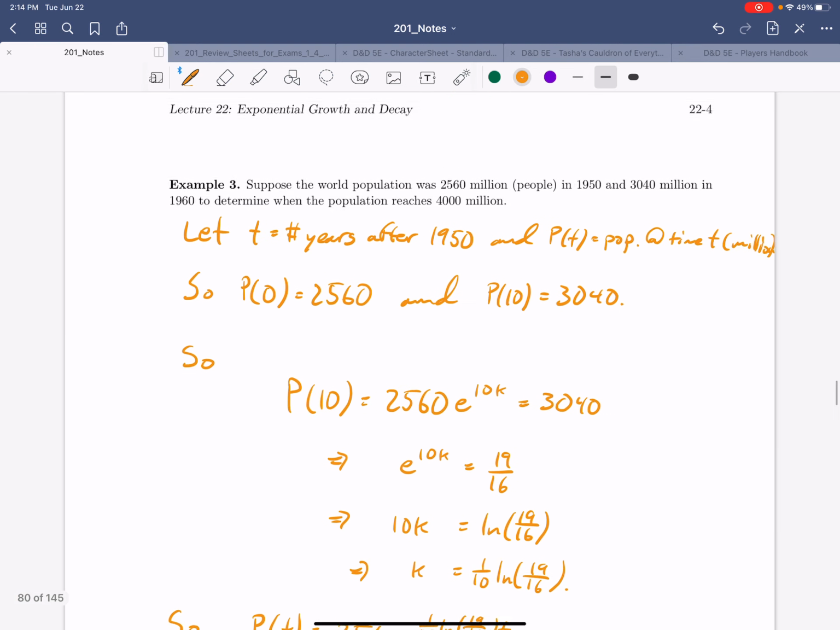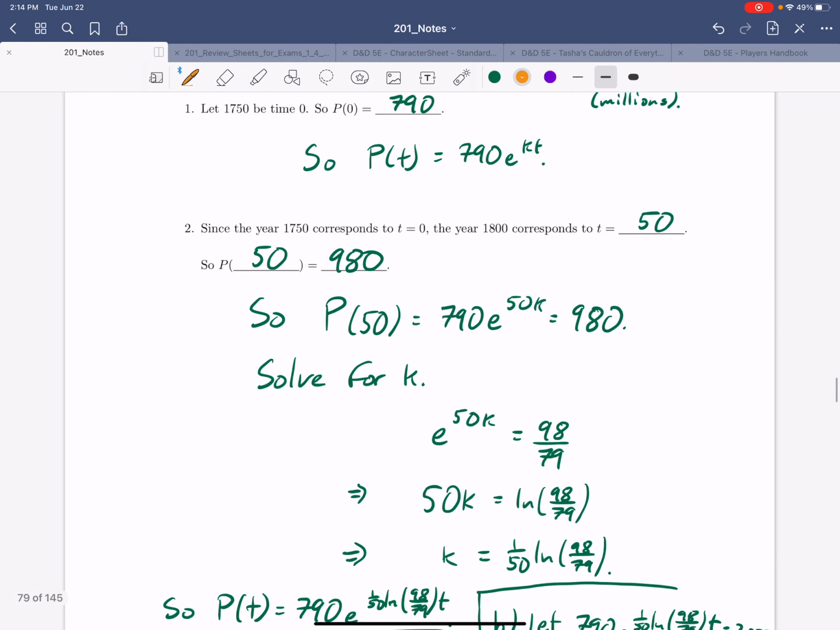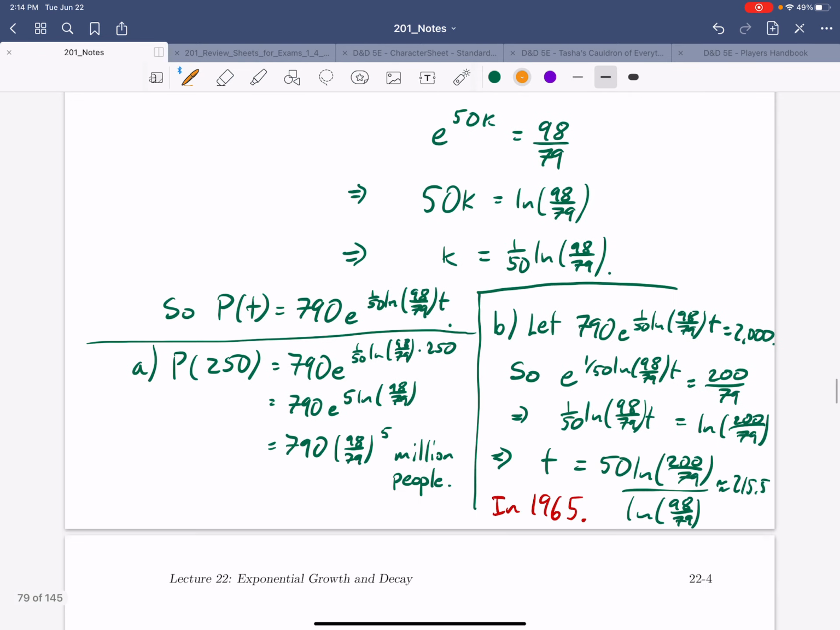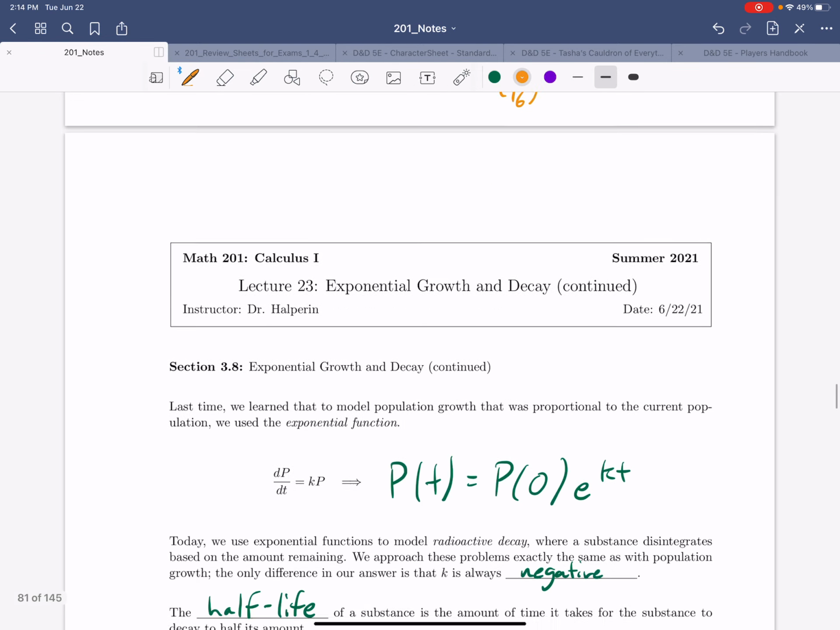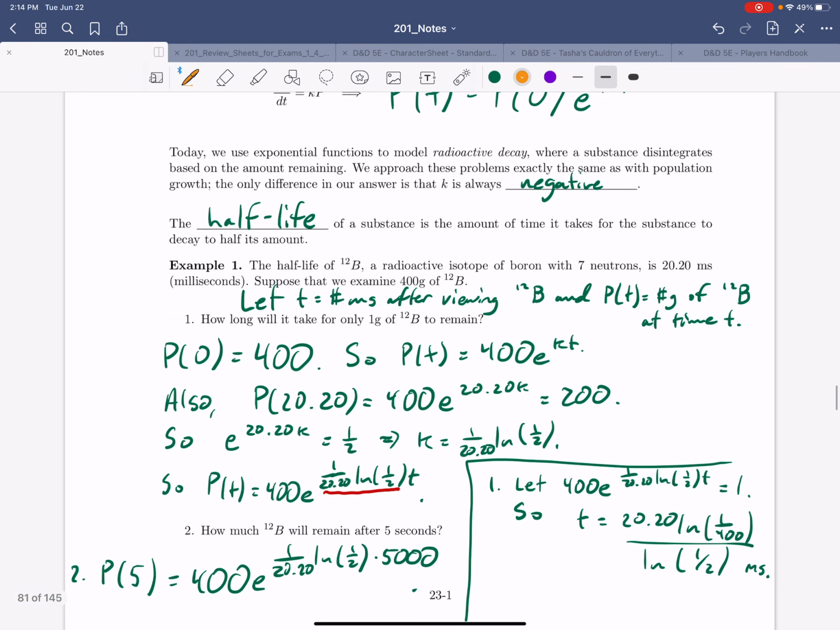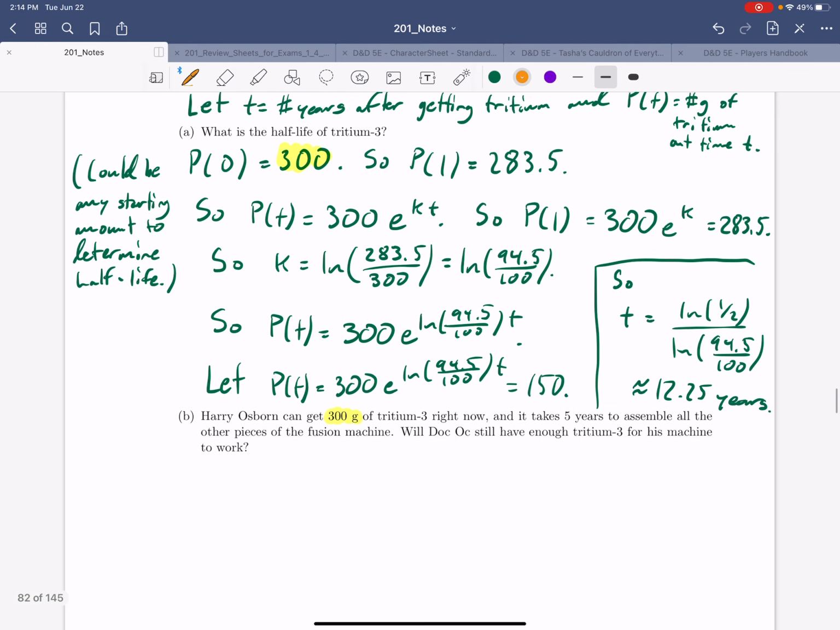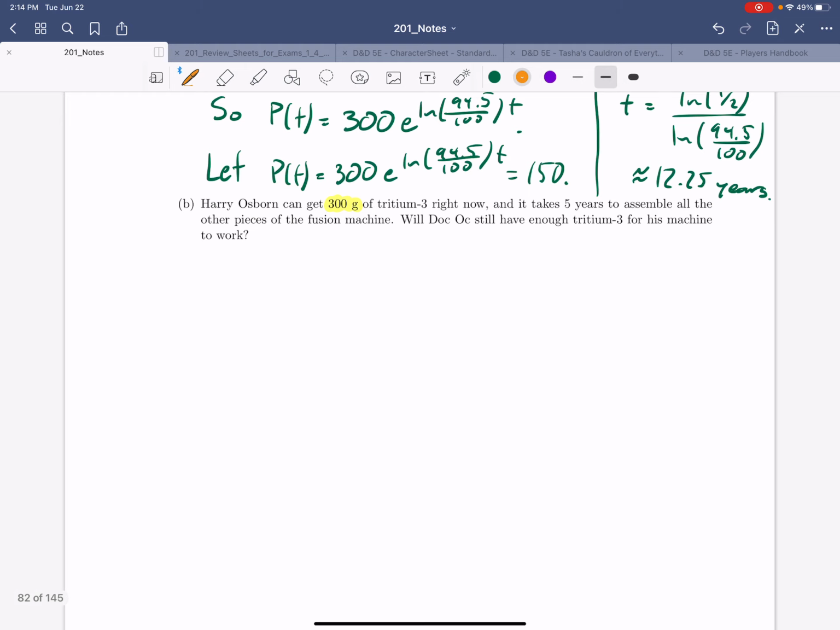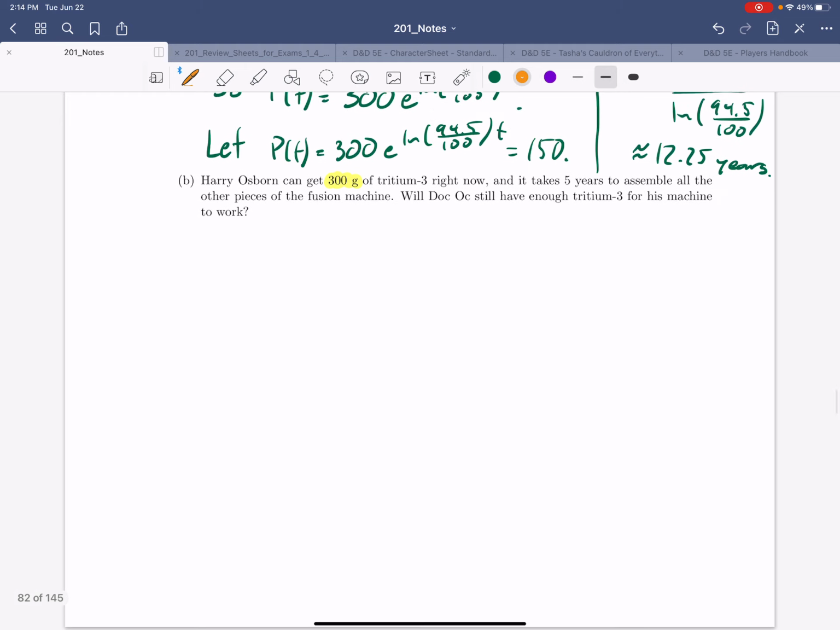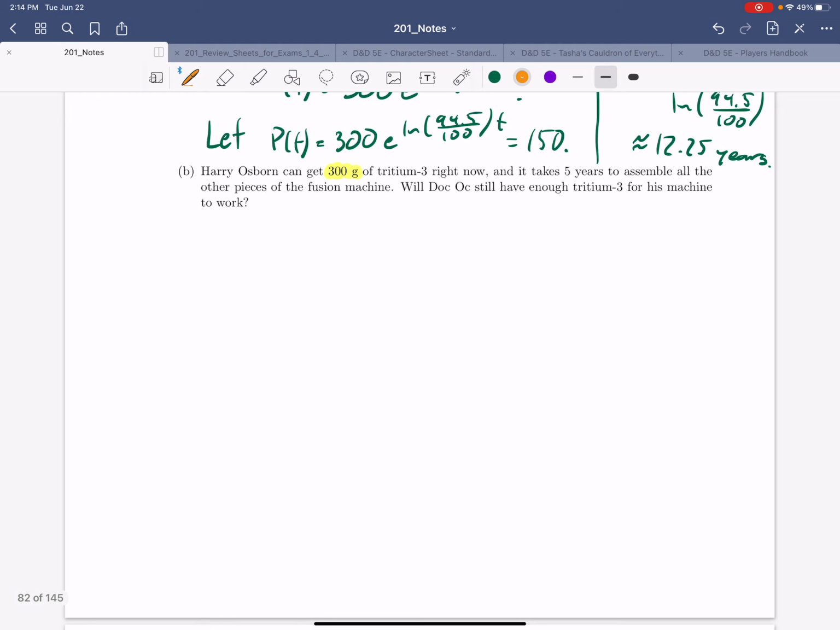One thing also to point out is that this is a more accurate model than this one that we did in class, which makes sense because it's later. We have more accurate data later on. Okay. Next up, radioactive decay. Let's save that for another video because it is, after all, decay.